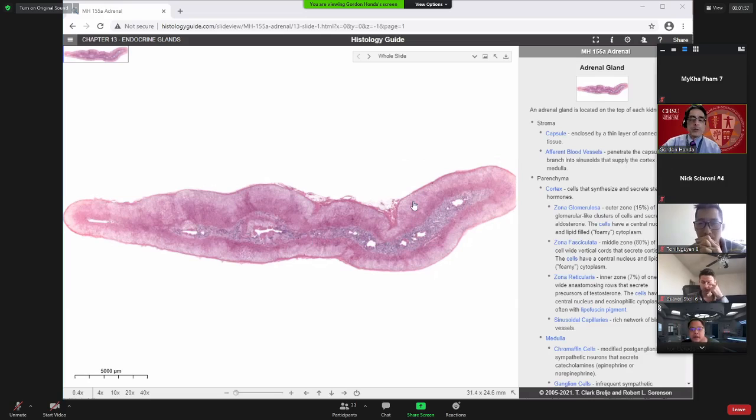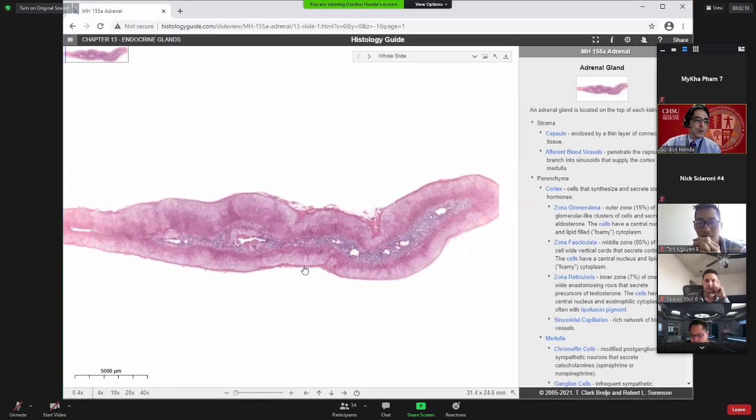And of course, the cortex has three different layers. And again, it goes all the way around. So the most peripheral layer, the glomerulosa, goes all the way around the periphery this way. So sometimes it's kind of confusing because depending if you look at it on cross section here, sometimes the glomerulosa is on top, sometimes it's on the bottom.